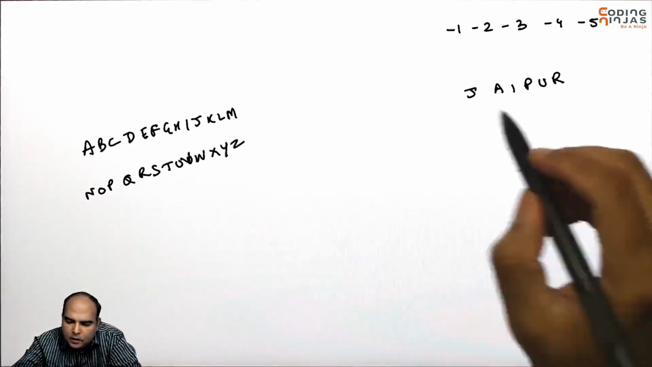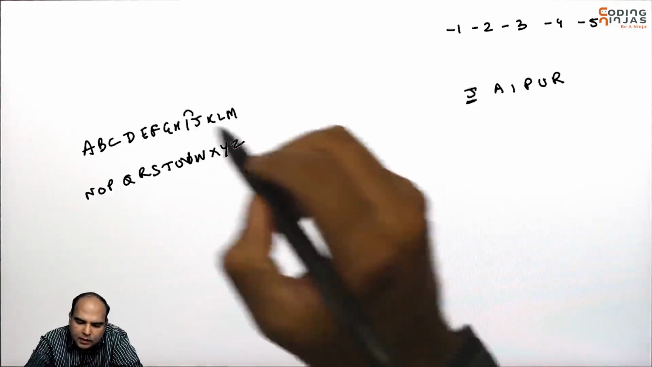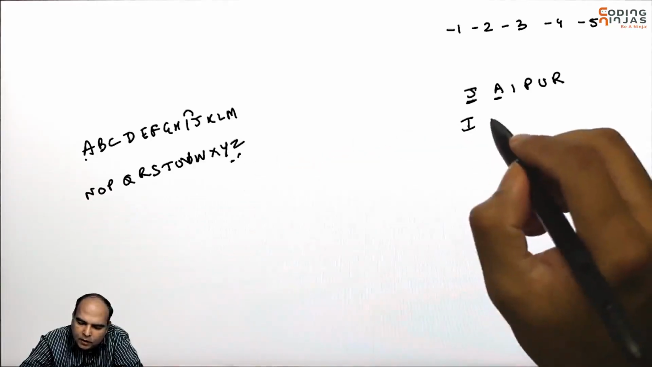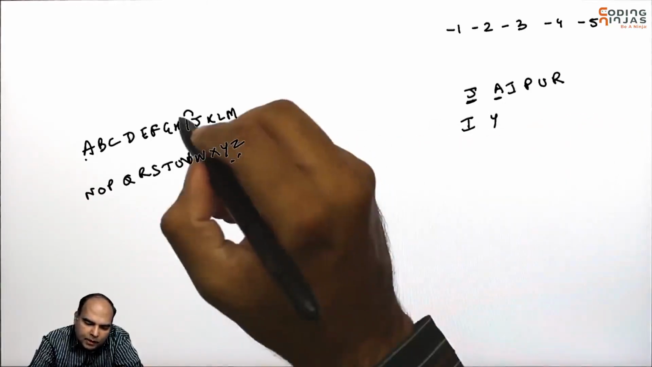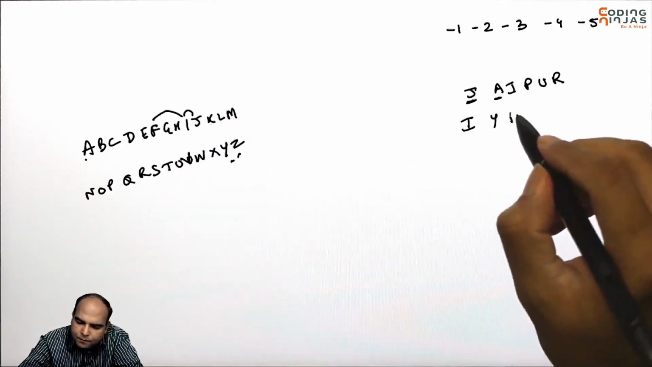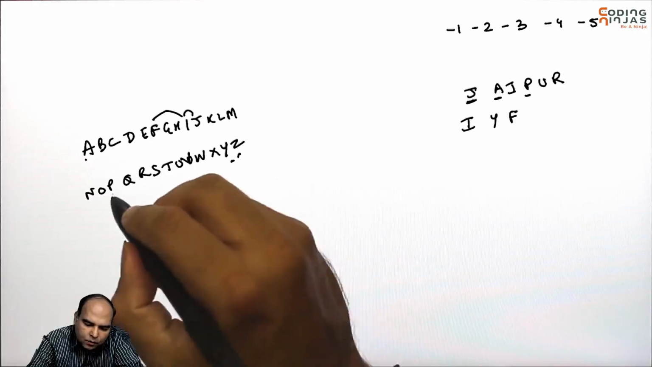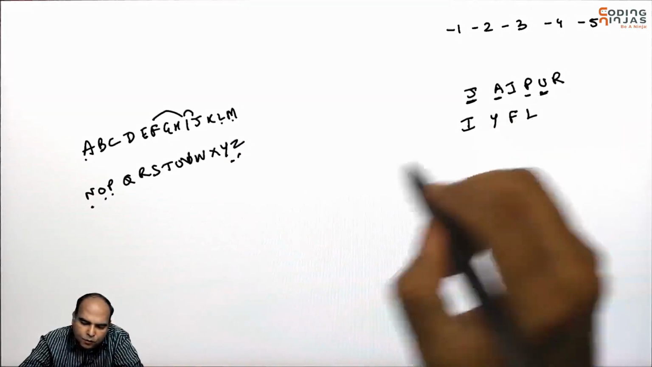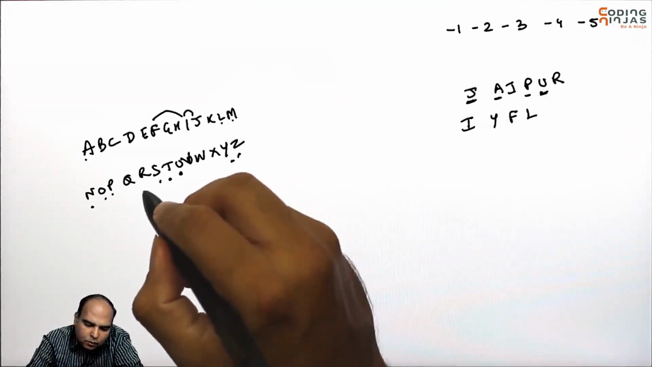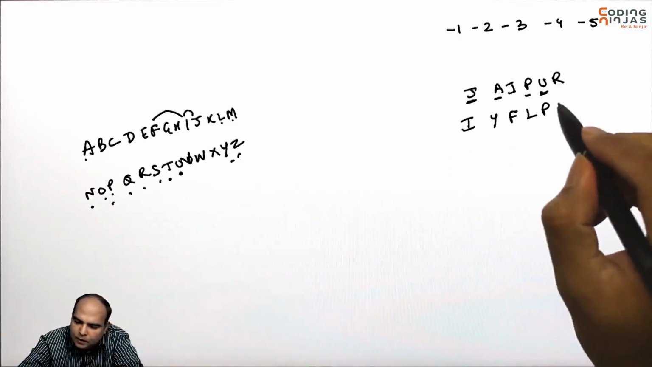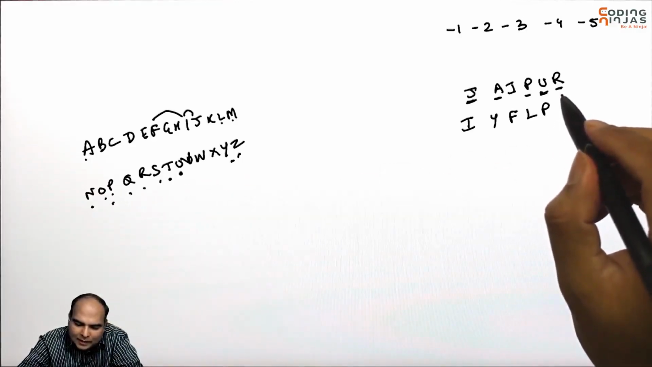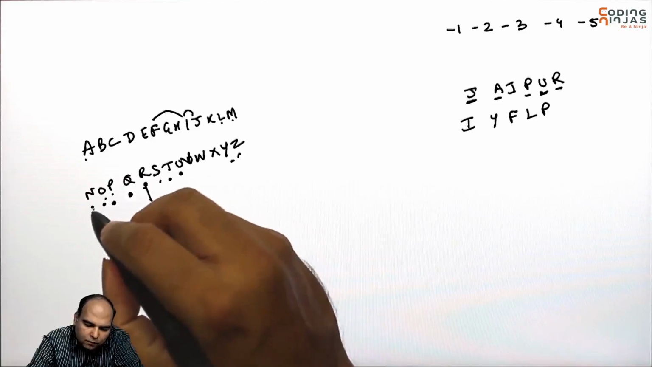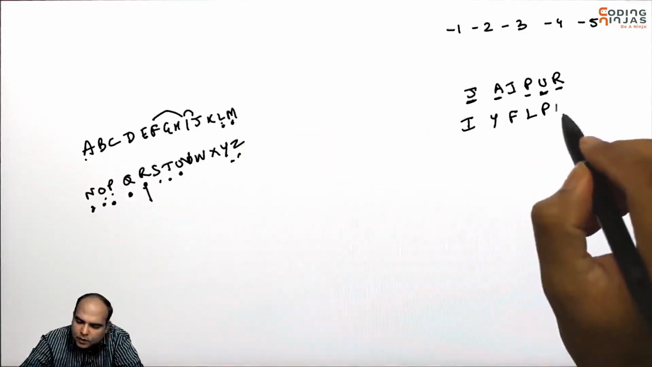For J, you need a -1, so you can see I. For A, you need a -2, so you can see Z and Y. For I, you need a -3, so you can go to F. For P, you need a -4, so 1, 2, 3, 4. You need an L. For U, you need a -5, so 1, 2, 3, 4, 5. So you go to P. And for R, you need a -6. So from R, going -6, 1, 2, 3, 4, 5 and 6. So L.